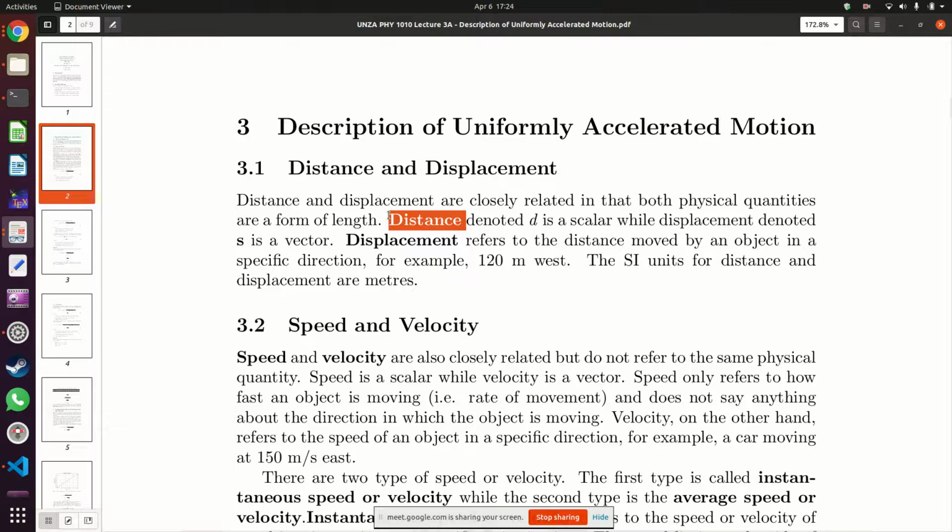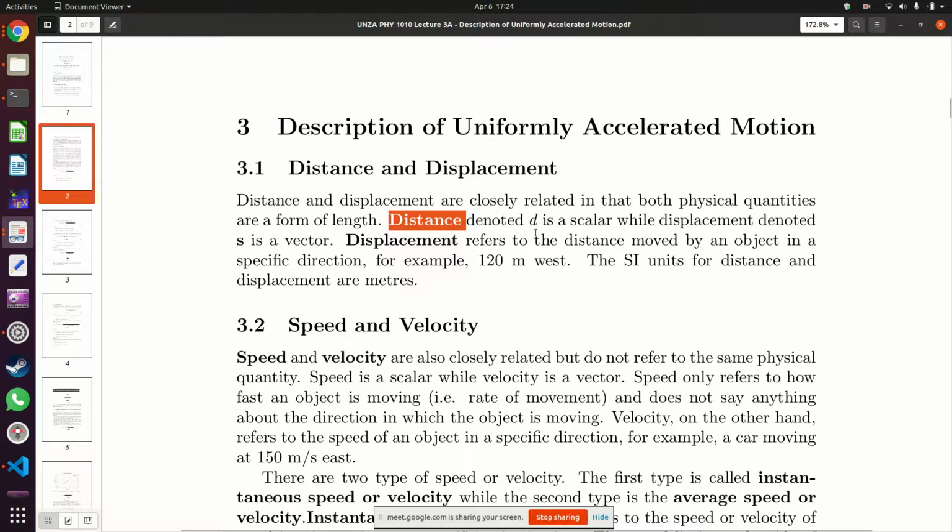Distance is a form of length which has been covered or moved by an object in a certain amount of time. Are we clear? Distance is a form of length covered by an object. It is a scalar, meaning that it has got size but does not have direction.